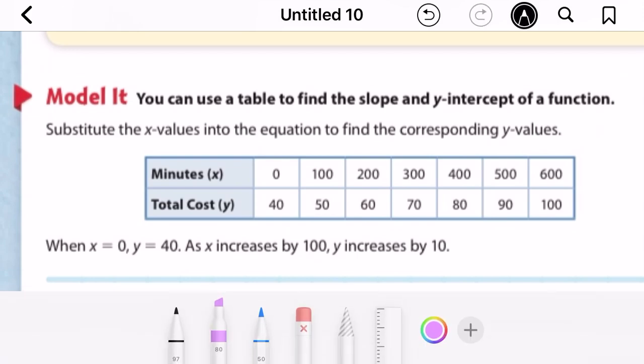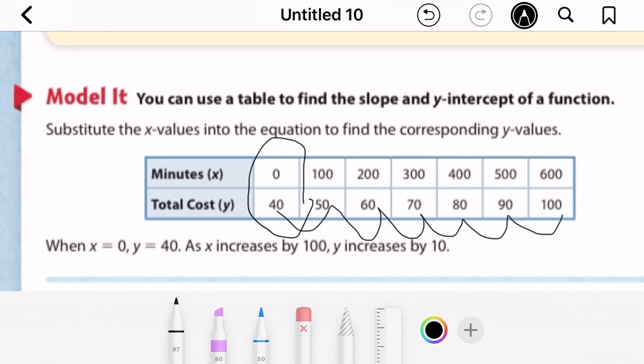So when we go through this, the y-intercept, if you recall, is always when x equals 0. When x equals 0, you can see that your y-intercept is going to be 40. And then we look for the slope. Well, that's the change in y values. You see these are all going up by 10 each time, and the x values are going up by 100. So it's 10 over 100 or 1/10, which is 0.1.